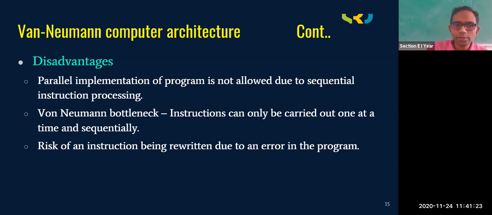Risk of an instruction being rewritten due to an error is the programmer in the program.